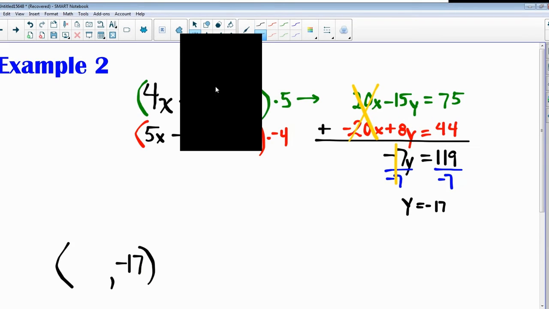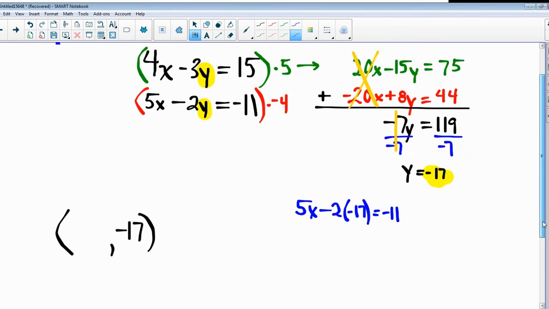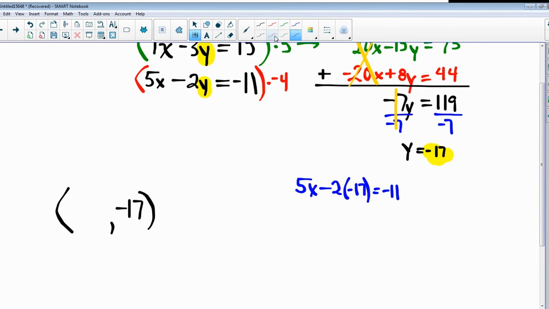So we could start writing our answer, but the -17 goes in the second position. Now for substituting it back in, -17 is a y value. So we could either put it for this y or this y. I'll do the bottom equation. So let's see, that'd be 5x minus 2 times -17 equals -11. And then we're just solving for x then.